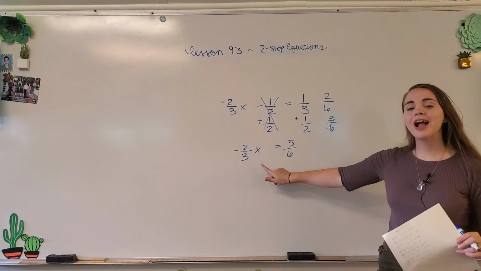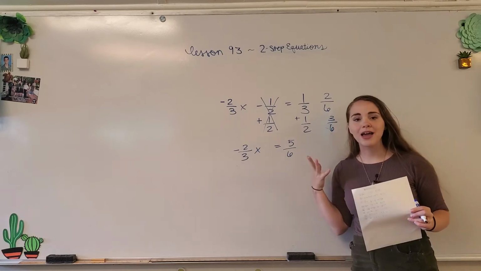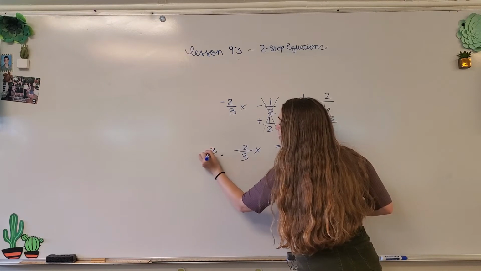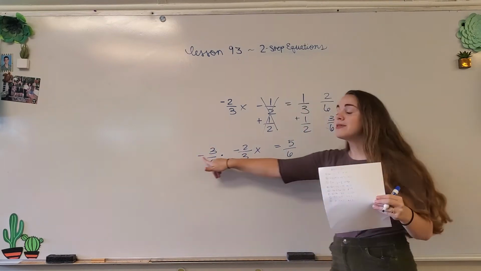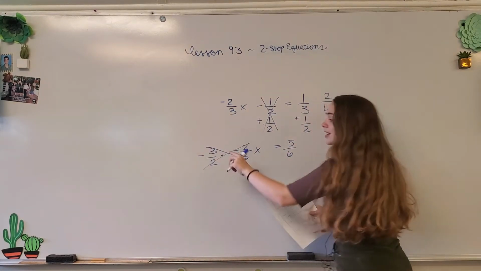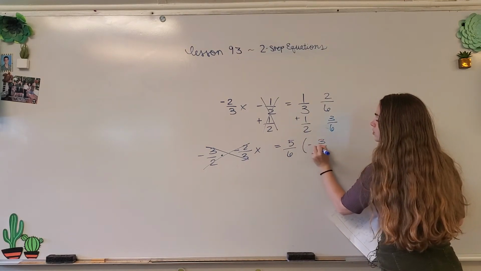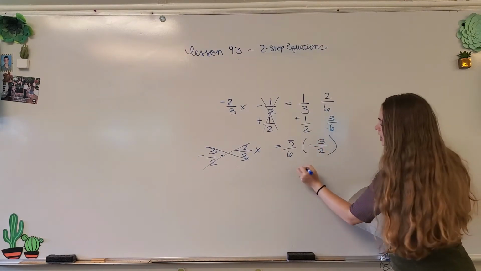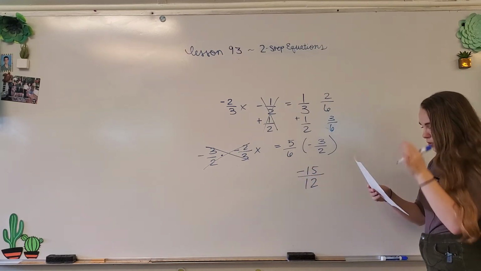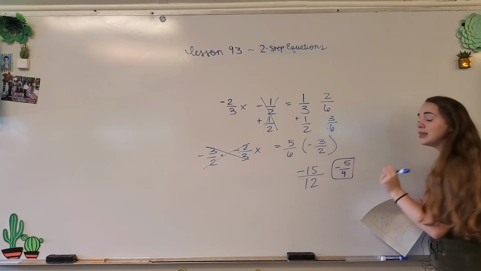And now try to remember, how do we get rid of a fraction in front of an x? How do we get rid of that? We multiply by the reciprocal. We have to multiply by negative 3/2 because we want it to be positive, and 2 negatives when multiplied becomes a positive. So this ends up being positive 1 when you multiply it all out. Then we have to do it to the other side, and we end up with negative 15 over 12, which reduces to negative 5 over 4. And you can keep it improper.